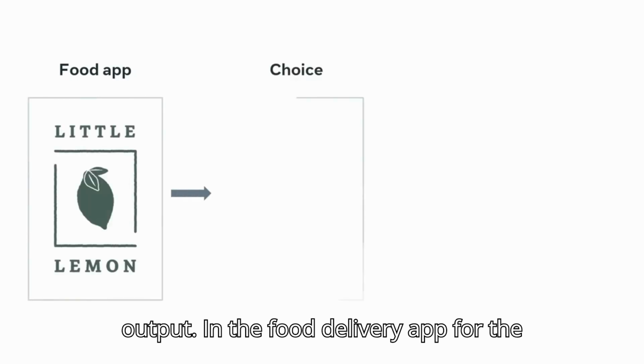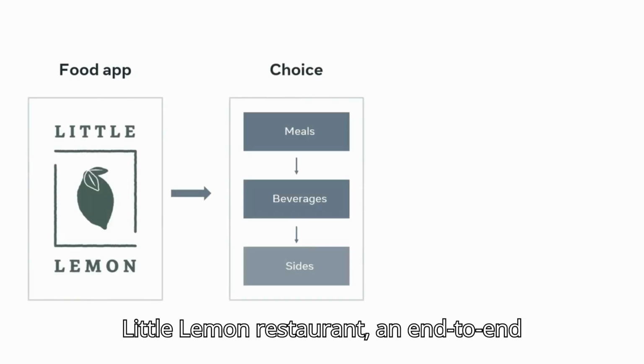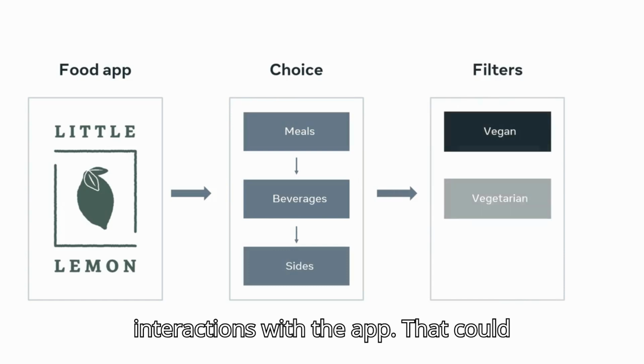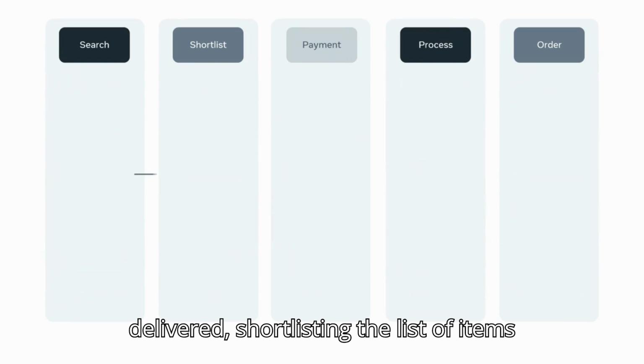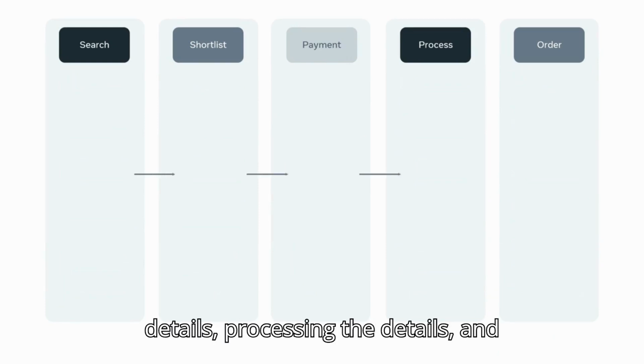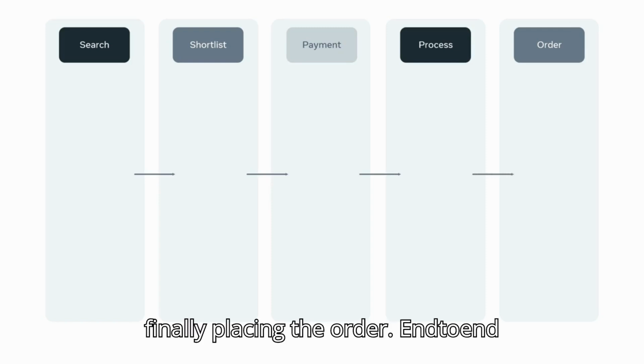In the food delivery app for the Little Lemon restaurant, an end-to-end test may consist of mimicking user interactions with the app. That could include a search for items that can be delivered, shortlisting the list of items to be delivered, entering payment details, processing the details, and finally placing the order.